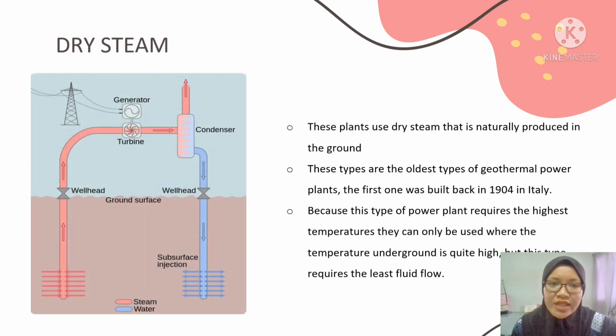The last one is dry steam. This plant uses dry steam that is naturally produced in the ground. This is the oldest type of geothermal power plant. The first one was built back in 1904 in Italy. Because this type of power plant requires the highest temperature, it can only be used where the temperature underground is quite high, but this type requires the least fluid flow.